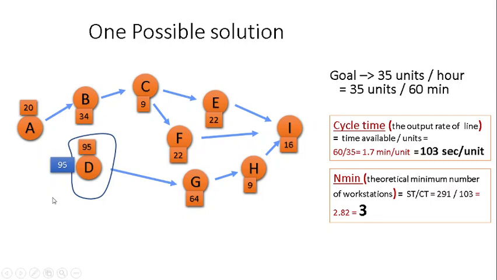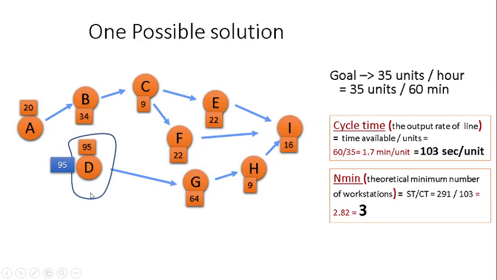So going to the precedence diagram, we see that we have this task which counts for 95 seconds. We cannot group this task with any other task here, as we can see, because it will exceed the 103 seconds. So we keep it as a standalone, and this one is going to be 1 workstation.